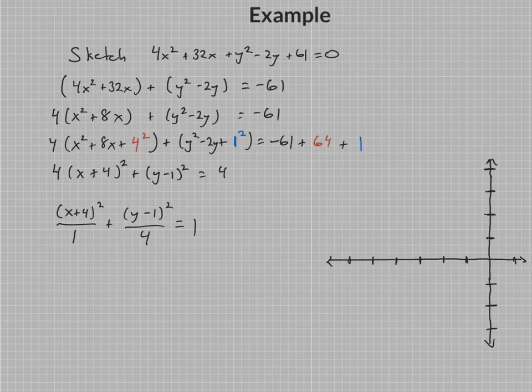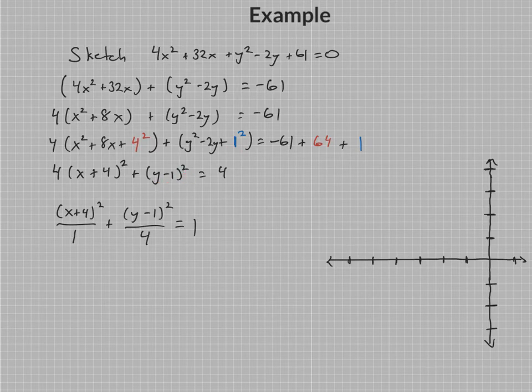And this factors, again, remember, the only reason you complete the square is how these two things are going to factor. x squared plus 8x plus 16 will factor as the quantity x plus 4, that quantity squared. So I'll have 4 times (x plus 4) squared, plus y squared minus 2y plus 1 will factor as the quantity (y minus 1) squared, equals 4.